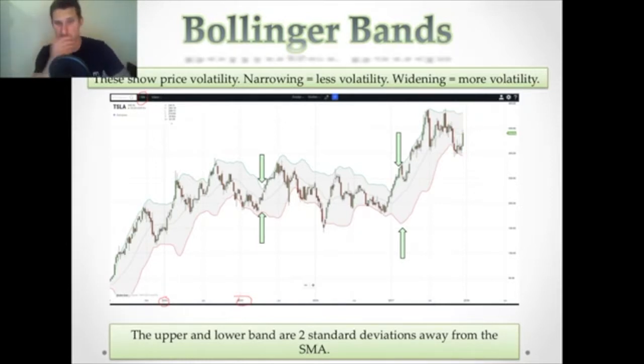You also have to think that probably about 90% of the action takes place within the cloud. Some people get the misinterpretation that if the price breaks out of the band, then, oh my God, it's going to skyrocket, we're going to the moon, you need to hold on. But that's usually not the case.